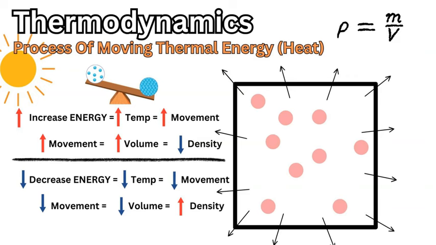On the flip side, if you take away that heat energy and decrease the energy in these atoms, then you decrease the temperature, decrease the movement, and then decrease the volume, so it will shrink and occupy less space. Therefore that same amount of atoms will occupy a more densely populated area. So it becomes higher density when you decrease the volume, because density is mass over volume.